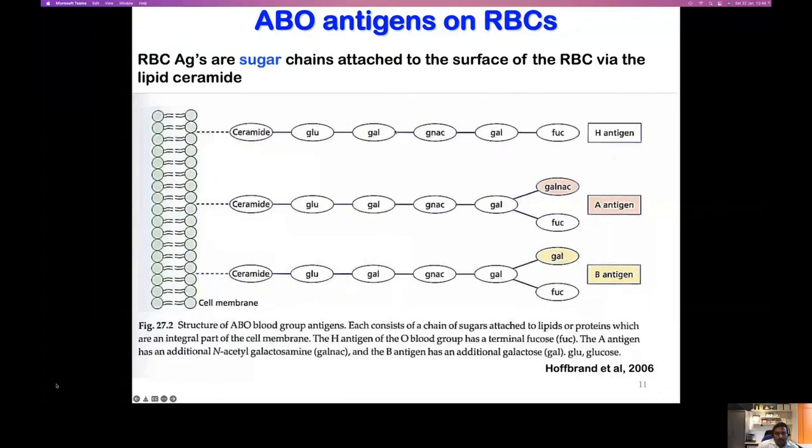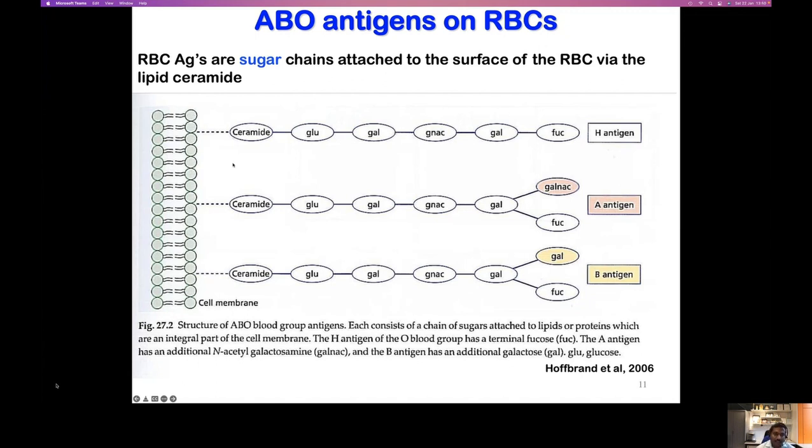Okay, so now we're going to talk about ABO antigen in more detail. So what are these ABO antigens and how are they basically determined into which blood group everyone has? ABO antigens, as I said in the previous video, are basically glycolipids. Glyco means carbohydrates, basically sugar molecules, and lipid means fat molecules.